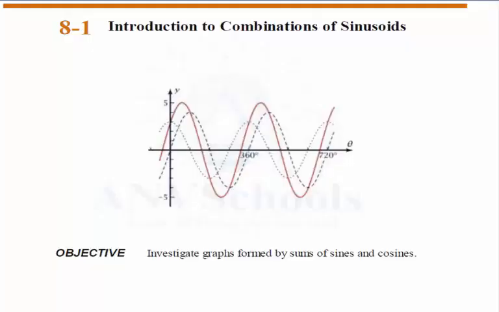So let's go to lesson 8-1. 8-1 is an introduction to combination of sinusoids. In this lesson, we are to investigate graphs formed by sums of sines and cosines. So how does the sum of a sine function and a cosine function form? If you add the sine and cosine function, what difference does it make to the original functions? So you have a preview of the graph of the sum of the sine and cosine.